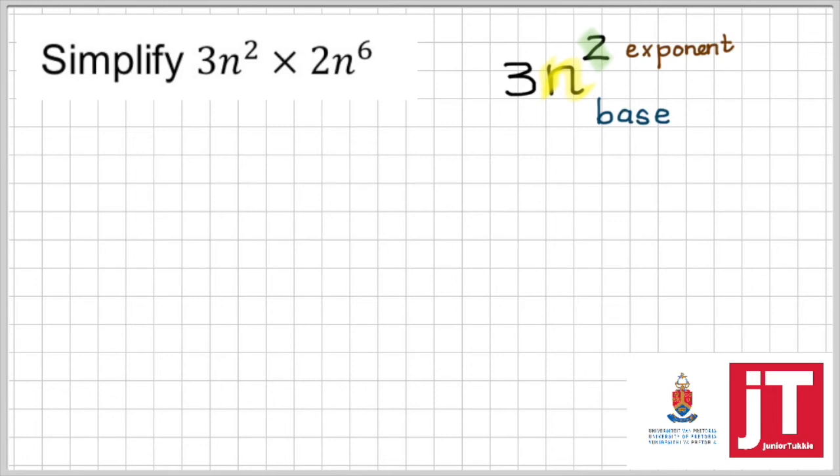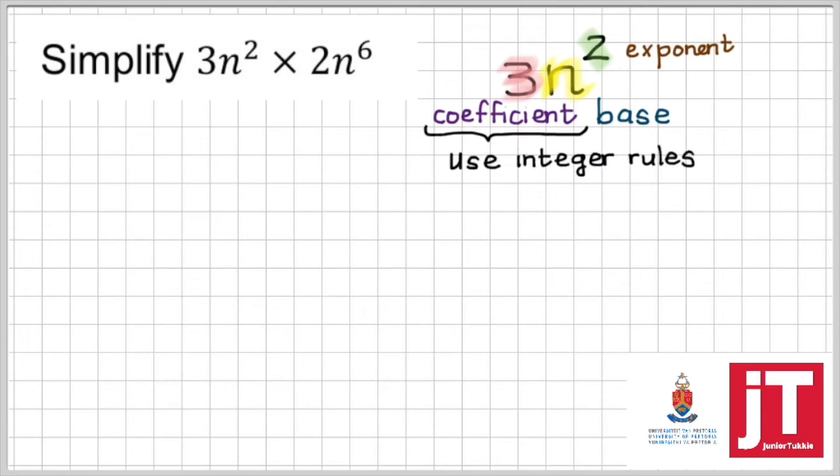Now, grade 9s, what is the name that we give to the 3 that is in front of the n? The 3 that is in front of the power, the number in front of the power. That number is called the coefficient. And what is beautiful about coefficients is that they use integer rules. They follow normal, ordinary integer rules.